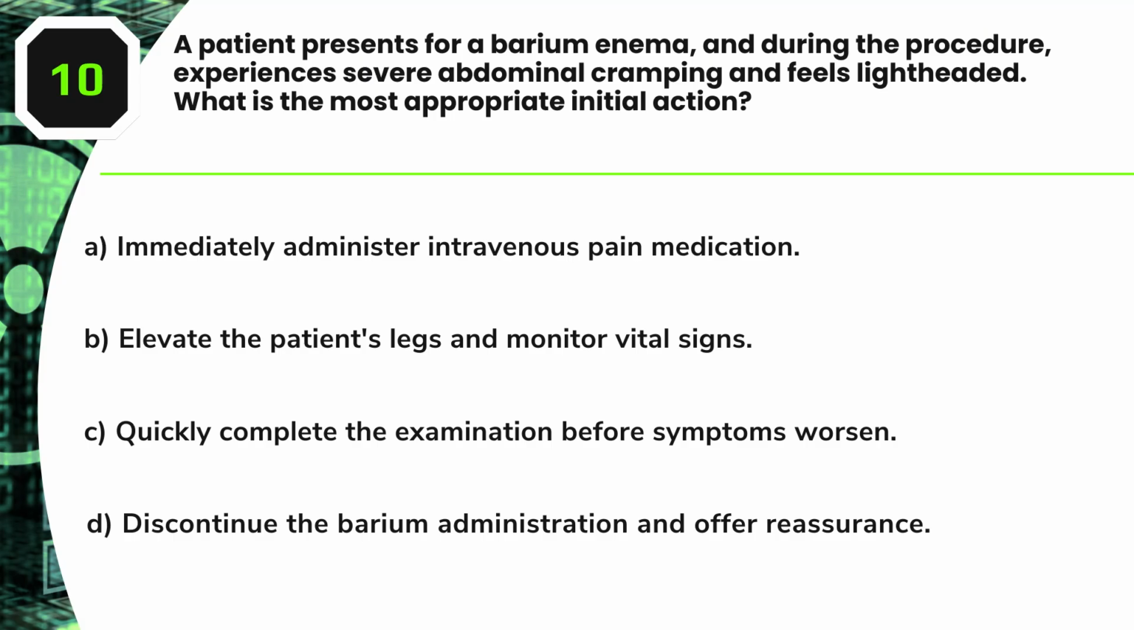Question 10. A patient presents for a barium enema, and during the procedure, experiences severe abdominal cramping and feels lightheaded. What is the most appropriate initial action? A. Immediately administer intravenous pain medication. B. Elevate the patient's legs and monitor vital signs. C. Quickly complete the examination before symptoms worsen. D. Discontinue the barium administration and offer reassurance.